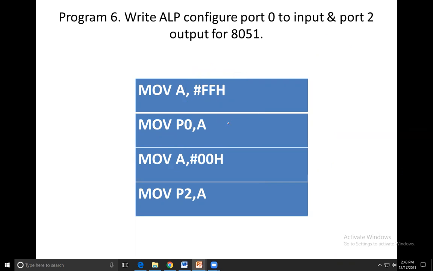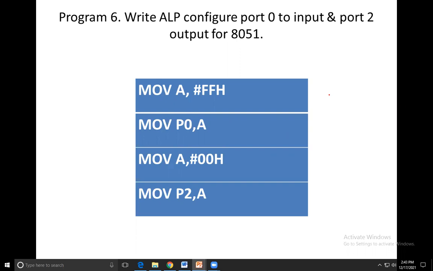This is a simple program. Again, I told you the restriction: first go to the accumulator and then go to the port. The 8051 does not have the facility to go directly to the port. So please write the program in your Keil software and check this. First you have to directly give MOV P0, #FFH, because this is the immediate addressing mode.